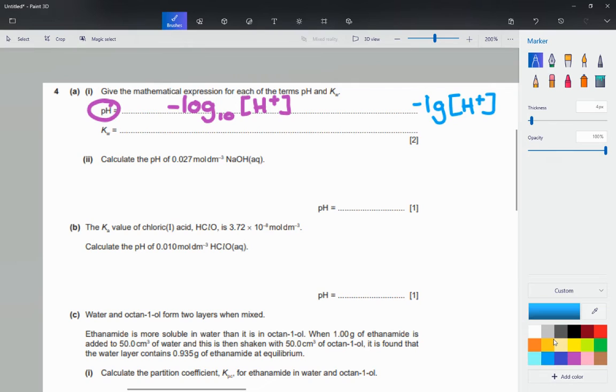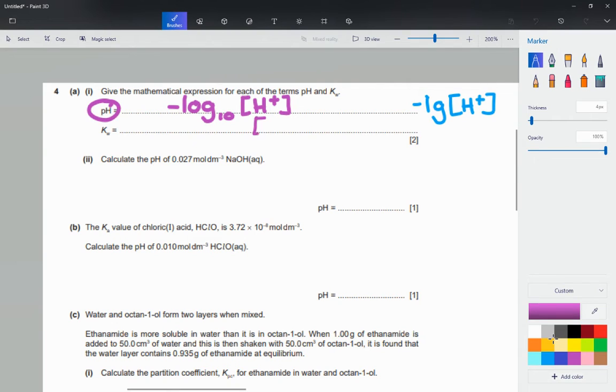And Kw. So Kw is the next one. Kw is the ionic product of water. So that is something that you will have to come up with. It's all to do with the fact that the extent of ionization of water is very low, and you can still think of it as being in an equilibrium, but the concentration of water is pretty constant, and we can therefore incorporate this into the value of Kc.